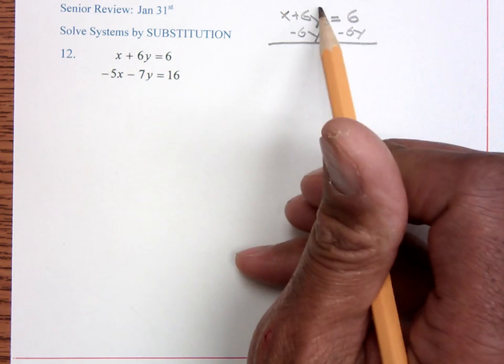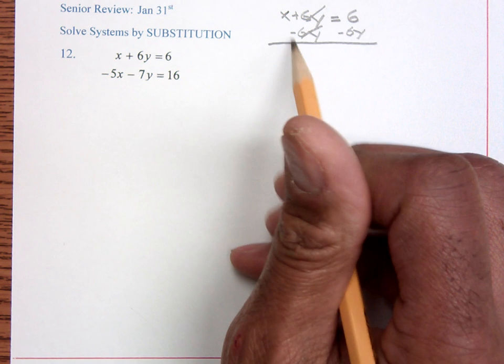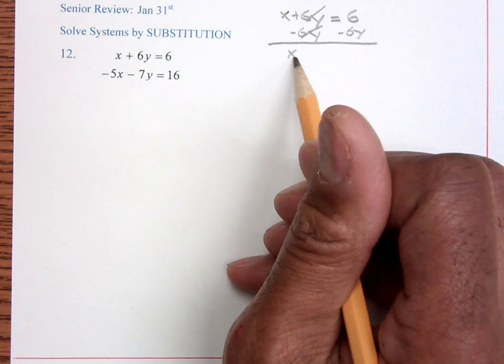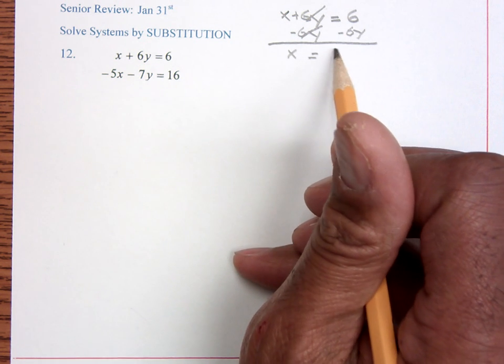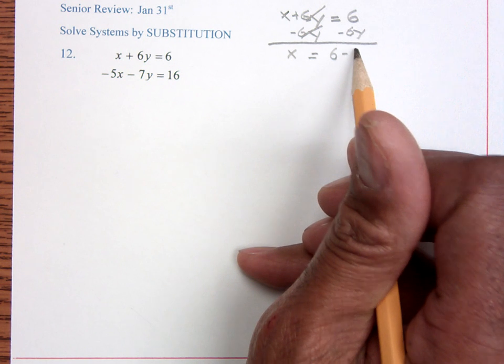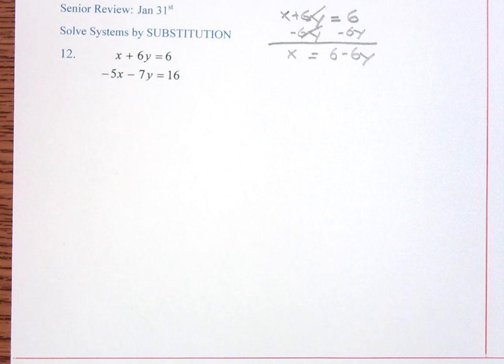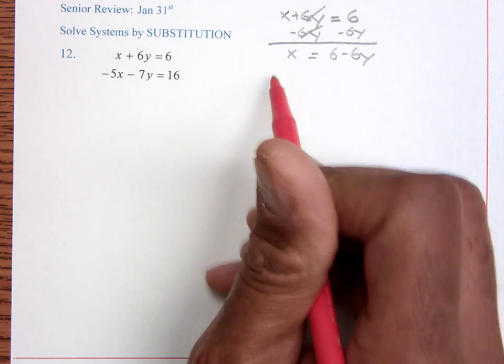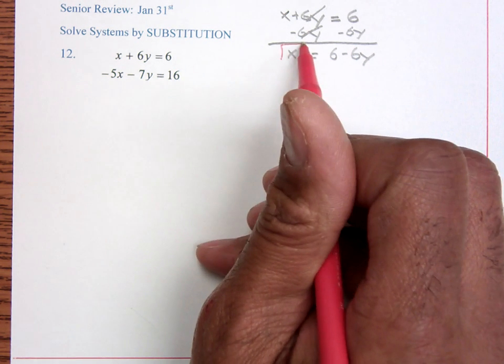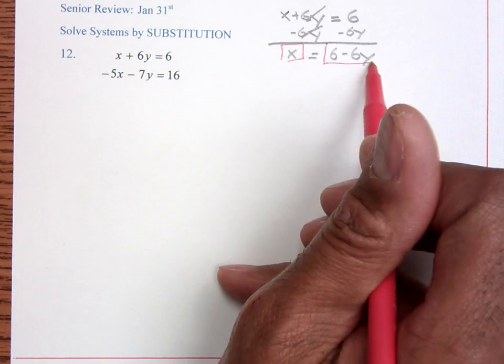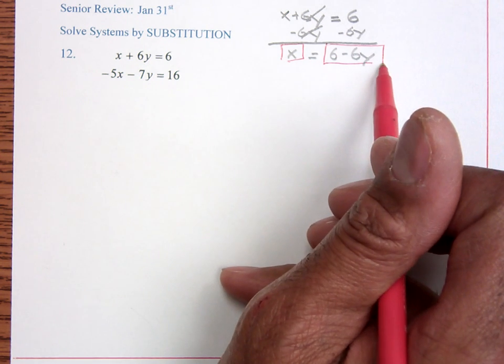We can simplify these two terms. Now we'll just write down what we didn't cross off, the x, and then 6 minus 6y. Now what we're going to be able to do is substitute. Whenever we see x, we're going to be able to write this instead, 6 minus 6y.